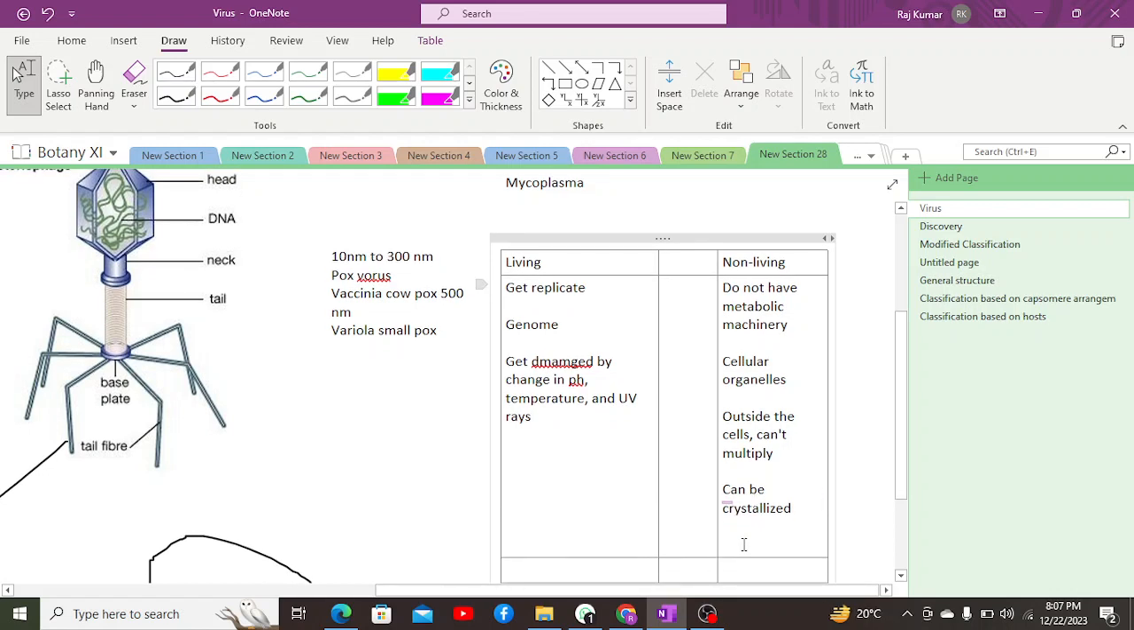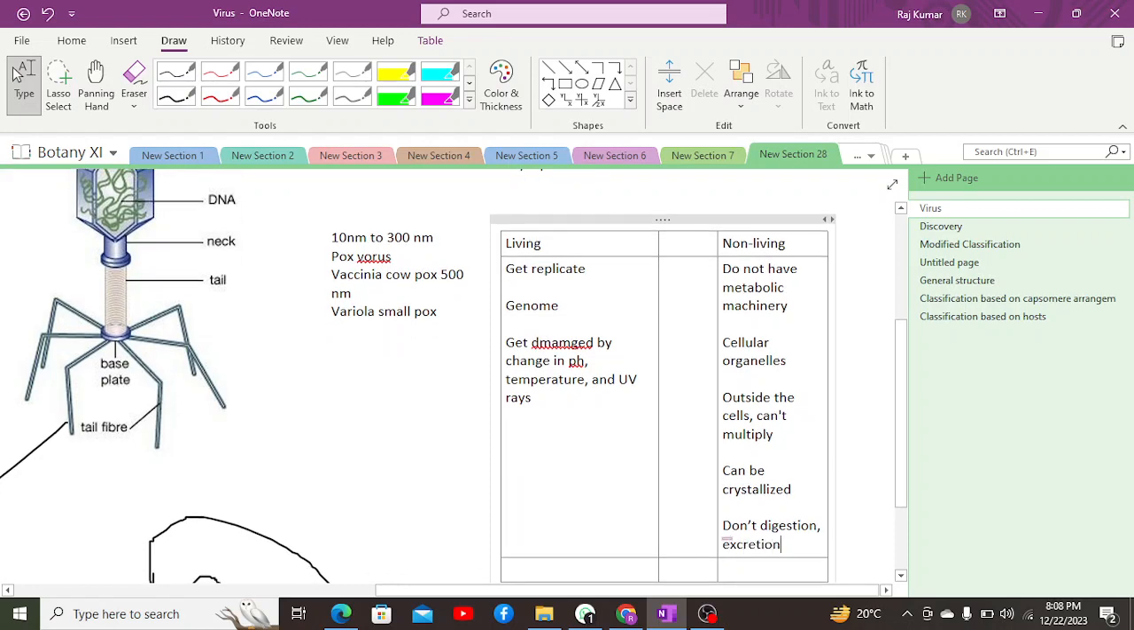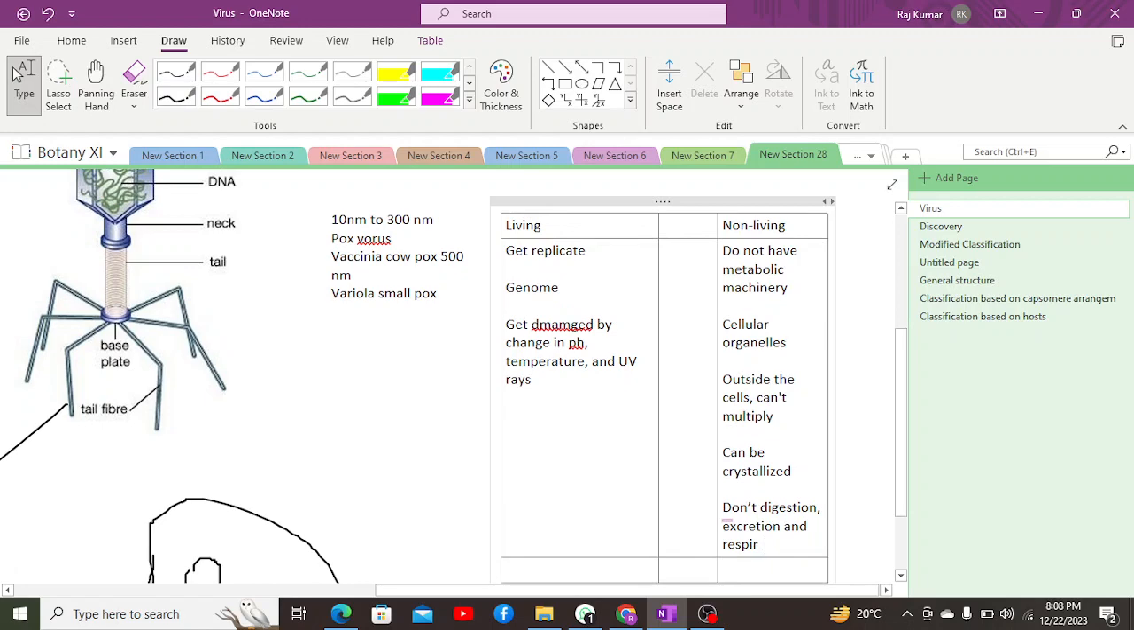And they don't perform digestion, excretion, and respiration. So these are some differences.